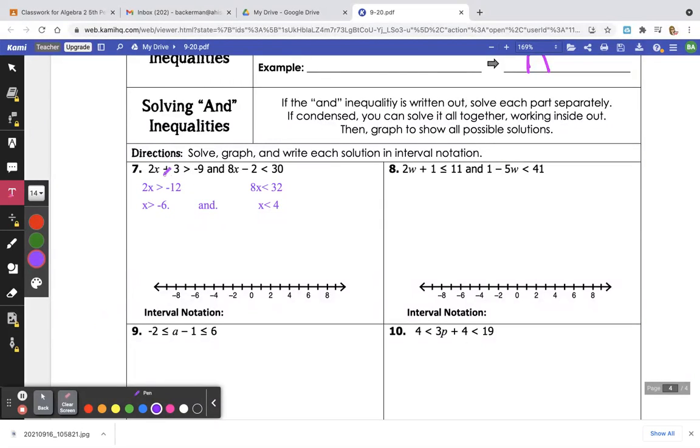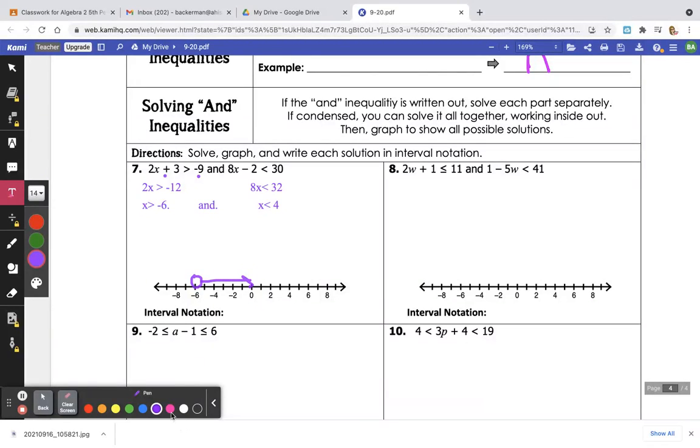So first over here, you're going to subtract 3 from both sides. And so you get 2x is greater than negative 12. Divide both sides by 2. We're dividing by a positive, so we don't have to flip the sign. X is greater than negative 6. Okay, so if we go to negative 6, it's going to be an open circle because it's not included. And now we say, okay, x is greater than. So we know we're going this way.